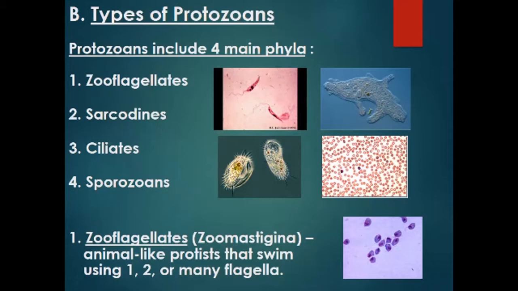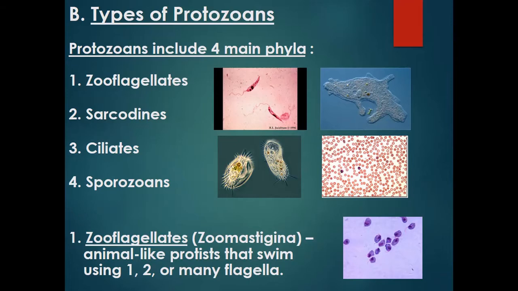For example, the zooflagellates. The zooflagellates are distinguishably known to have flagella as their primary distinguishing characteristic. Flagella is their primary locomotory organ, and most of them are parasitic. And like other protozoans, their development is more on asexual binary fission.